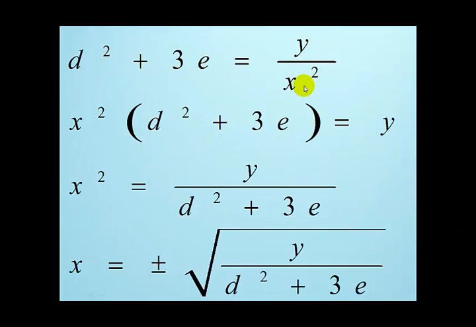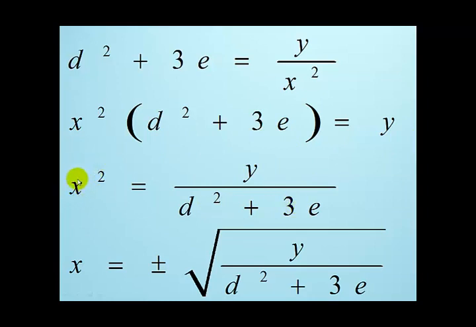Now let's cross multiply. So x squared multiplies d squared plus 3e, and that is how come we have x squared times d squared plus 3e is equal to the numerator y. Now we are making x the subject. So first we divide through by d squared plus 3e, both the left hand side and the right hand side. When we divide the left hand side by d squared plus 3e, we have x squared. And when we divide the right hand side by d squared plus 3e, we have y over d squared plus 3e. Now take note that we are making x the subject, not x squared.